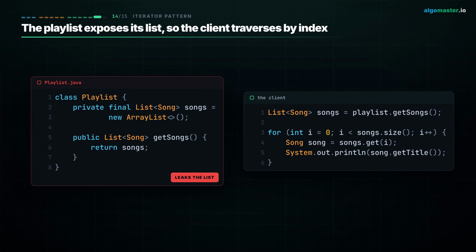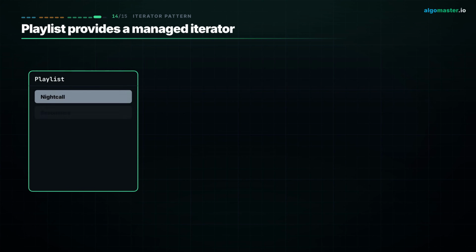This works, but it creates a few problems. The client now knows that songs are stored in a list and accessed using an index. If we later update the playlist and replace the data structure with a linked list, a tree, or a remote data source, the traversal logic may also need to change on the client side. This is where the iterator pattern helps.